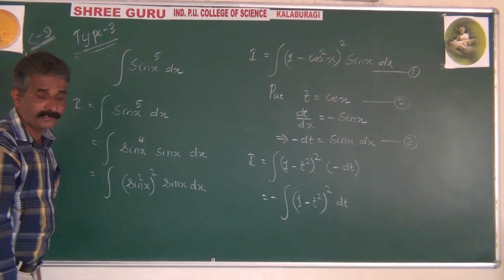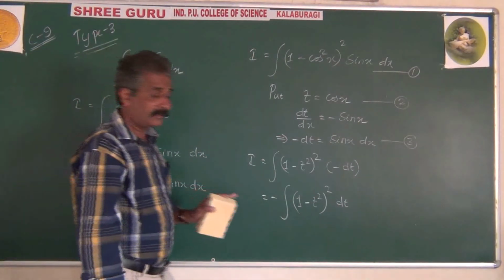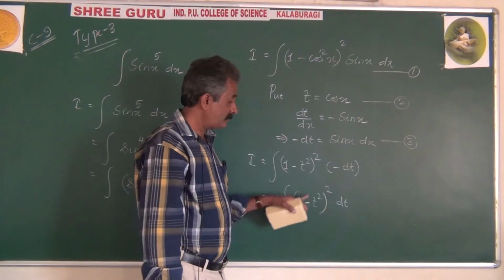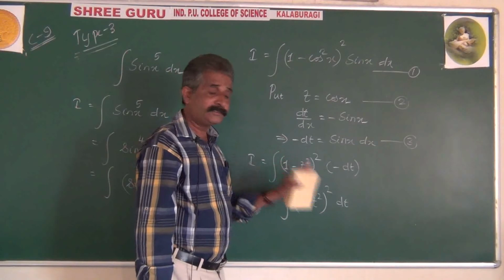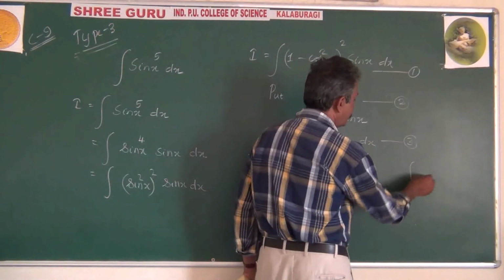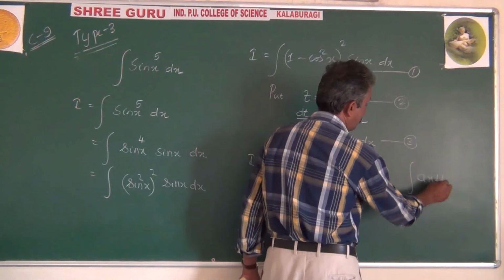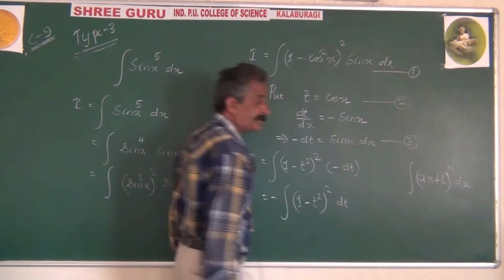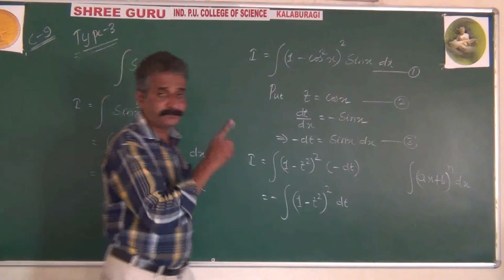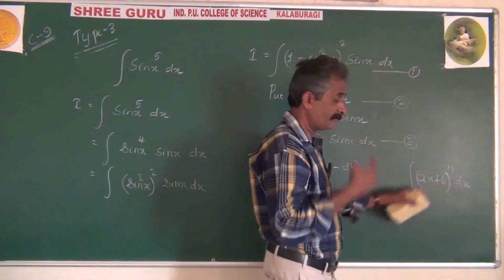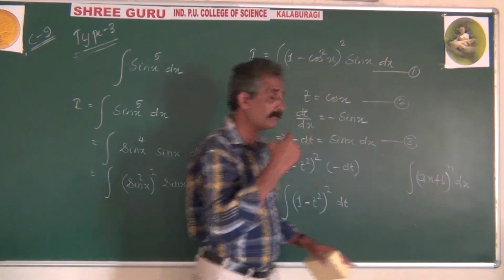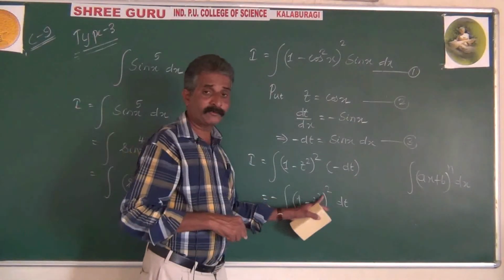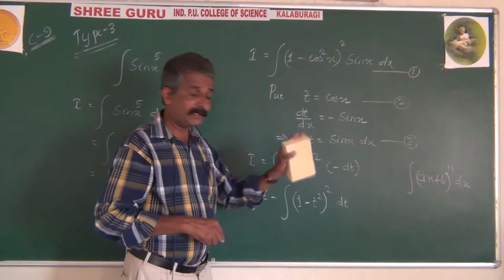Here is a warning. This answer cannot be equal to (1 minus t square) whole cube by 3. That is valid only for an algebraic function. If there is a first degree algebraic function like ax, the only answer is (ax plus b) to the power n plus 1 by n plus 1, into 1 by a. Here it is not linear, it is quadratic. So that formula we can't apply.